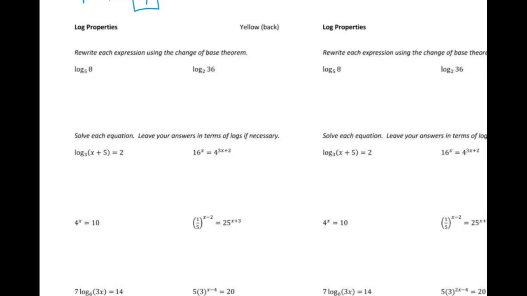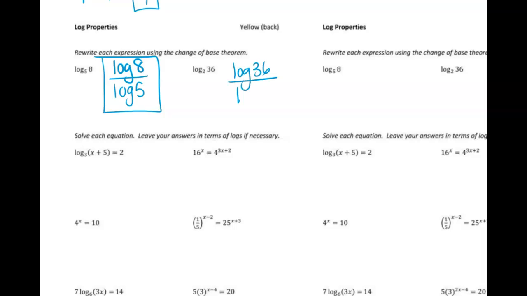So log base 5 of 8 is the same as log 8, which is just like log base 10 of 8, but honestly just call it log, divided by log 5. It's basically the bigger number over the smaller number when you're doing the logs. So this would be log of 36 divided by log of 2.